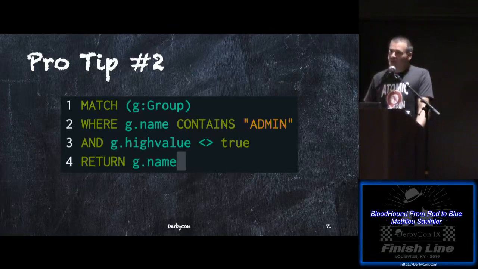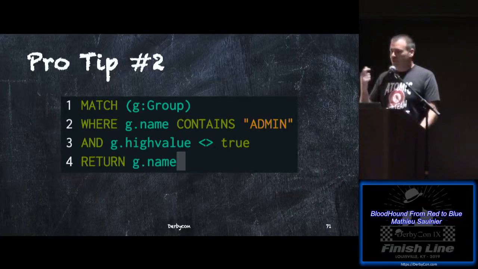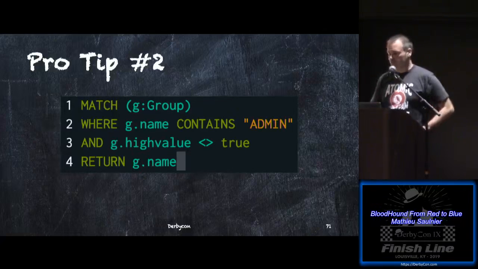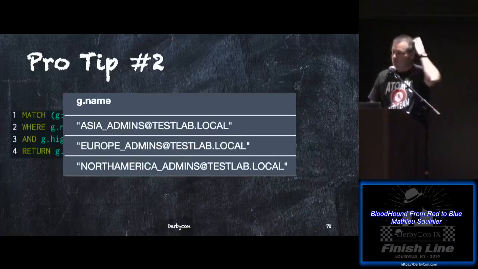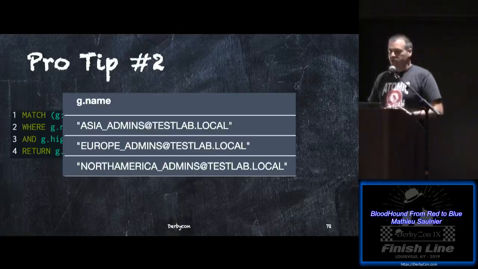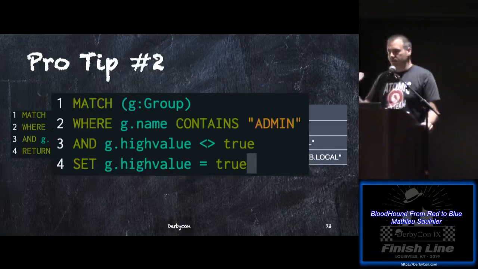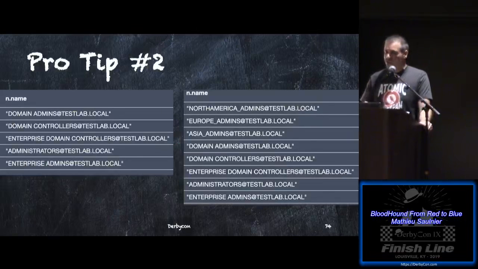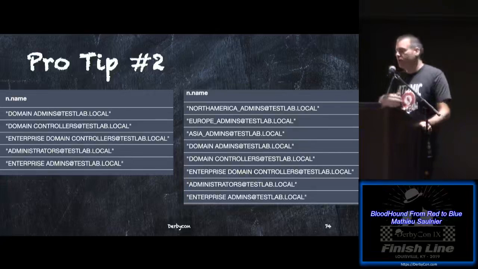So here, by default, BloodHound only has 5 groups that are high value. In your environment, there might be more, or there are probably more. So here's a query that will actually show you all the groups that have admin in the name and that don't have the high value property set to true. So in this fake environment, what we have is Asia admin, Europe admin, and North America admin. You can use this query here, it's the same beginning, but then you can set the high value property of those groups to true, and now all of your important groups are high value.